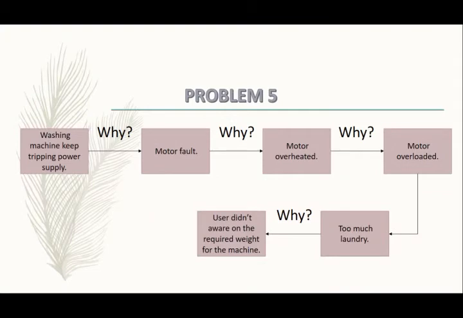Next is problem 5. Problem 5 is washing machine keeps tripping power supply. Why? Because of motor fault. Motor fault can cause tripping of the power supply because the electrical circuit detects the fault, so it gives information to the MCB to trip the power supply for safety. And the second why is motor overheated. Motor overheated because of motor fault.